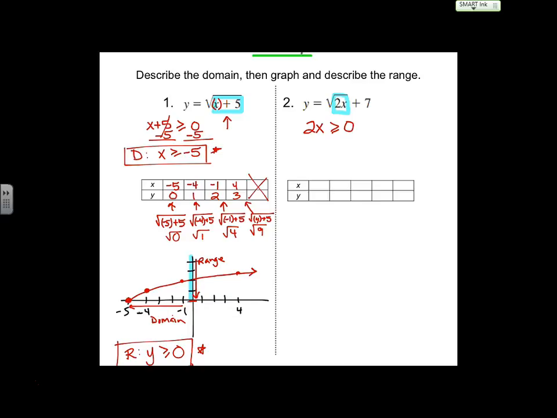Have you guys all divided by 2 for the domain? And what did you get for your domain? x is greater than or equal to 0. So then if x is greater than or equal to 0, where do you start in your table for the first x? 0. Well, you have to plug in, right? Hold on, let me show that. Some of you are ahead. Okay, go ahead. So it's zero, right?